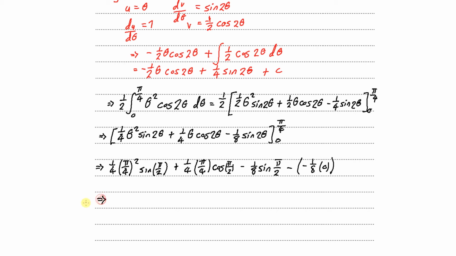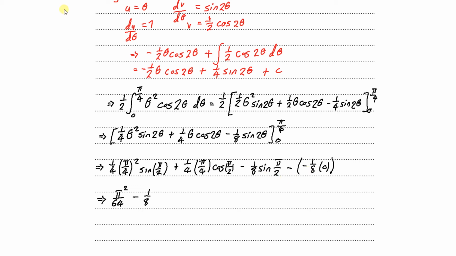So here, a quarter times pi over 4 squared, we get pi squared over 64, and sine of pi over 2 is 1. So this is fine. Then here, a quarter times pi over 4 times cos of pi over 2, this whole thing gives us 0 because cos of pi over 2 is 0. And then here we have minus an eighth of sine pi over 2. Sine pi over 2 is 1. So we get minus an eighth from this part. And this last part gives us 0.